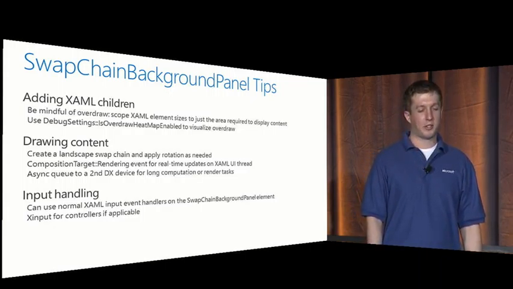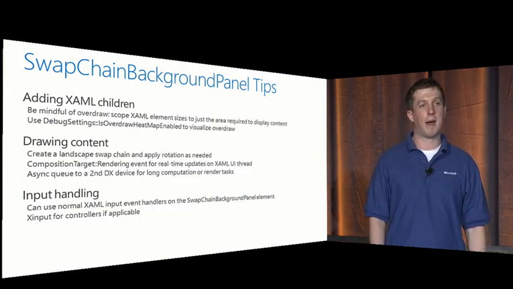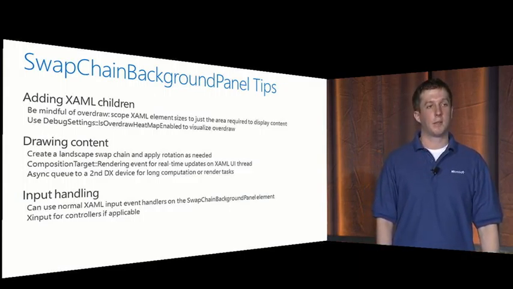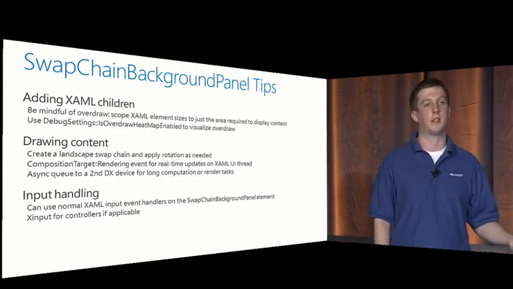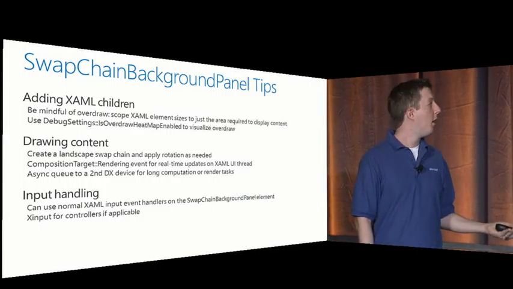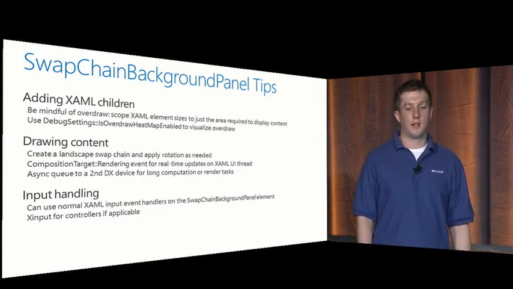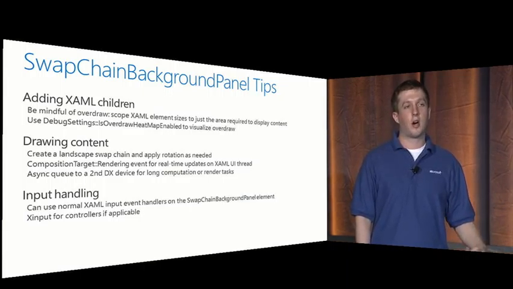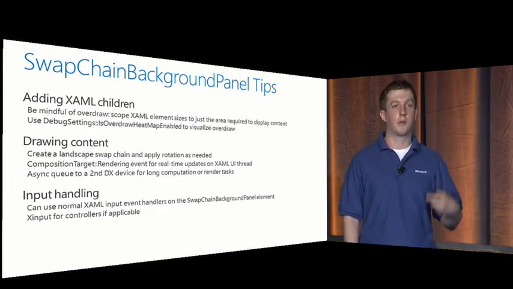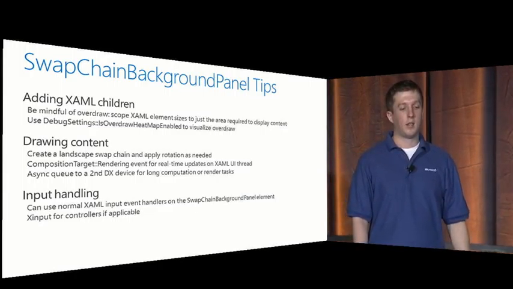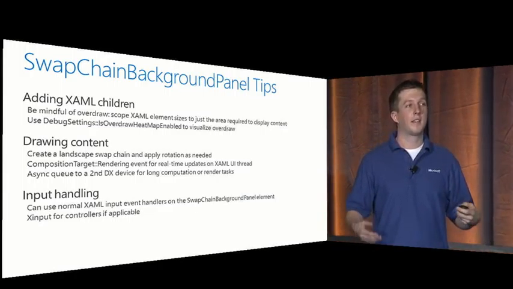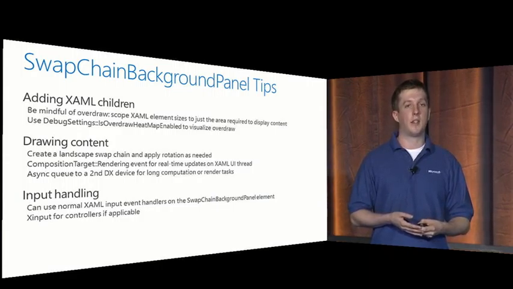And finally, composition target rendering event. This is actually a callback that the XAML framework gives you to be able to do real-time updates on the XAML UI thread, every time the XAML UI thread is going to produce a frame to display on the screen. By default, hopefully this should run at 60 FPS, assuming you're not doing a ton of synchronous work on the XAML UI thread. You'll get this callback every single frame. So again, you can go at 60 frames a second and sync with the vertical refresh rate of your monitor and use this as a callback that lets you synchronize updates between the XAML and the DirectX content.